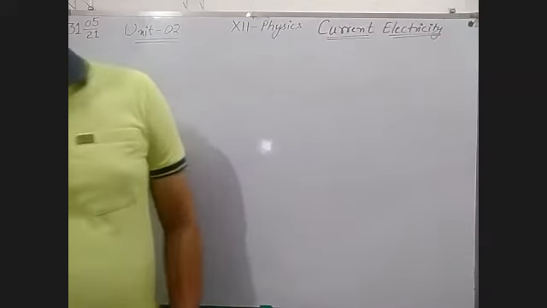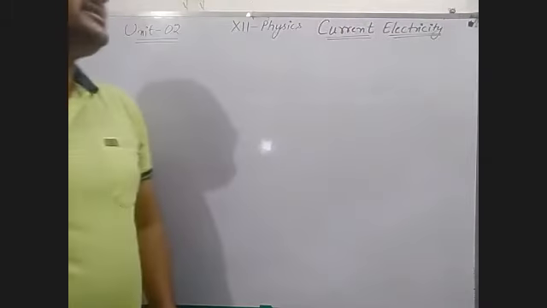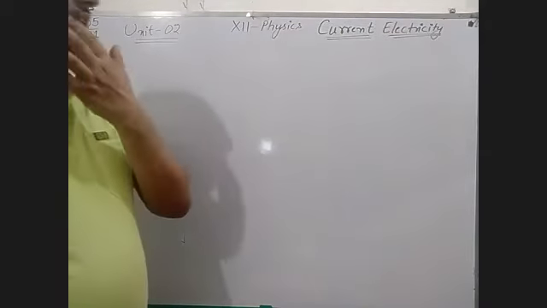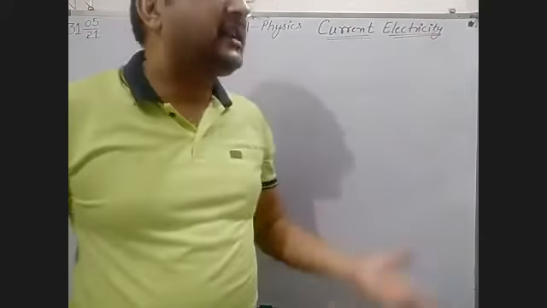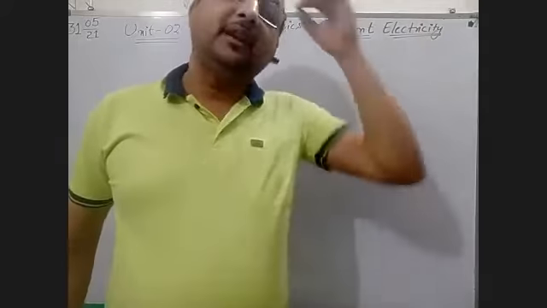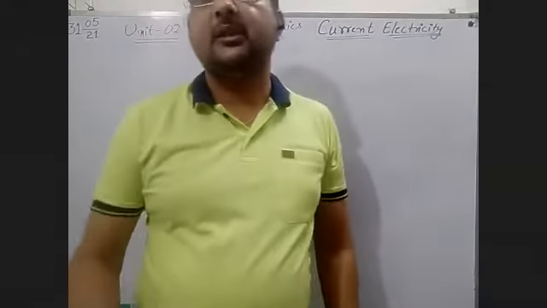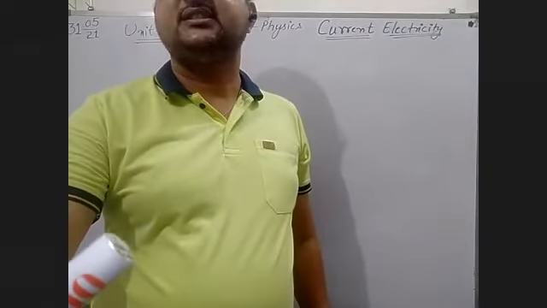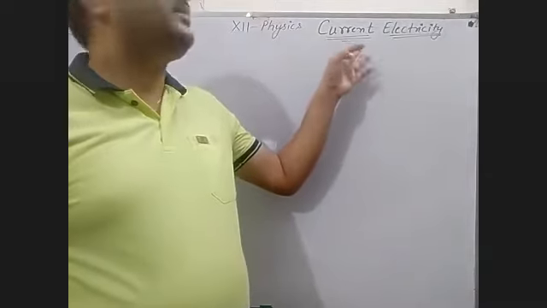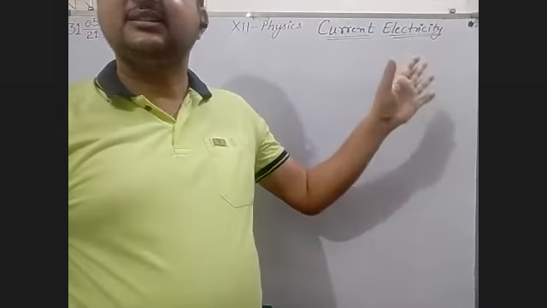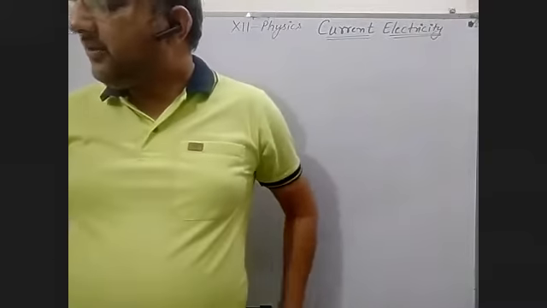Today my topic is current electricity. It is unit 2, and in this we have to study how electricity works, or is generated or produced. In the previous unit we studied charges at rest, meaning electrostatic charges. But in this unit, the charges will be in motion. In current electricity, the motion of charge produces electricity, as we know very well.